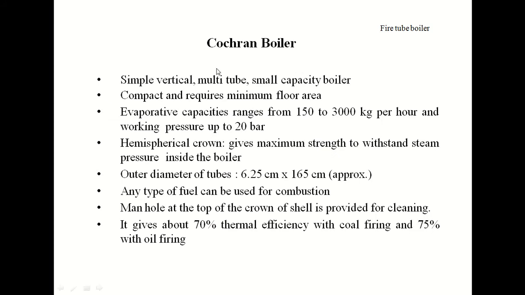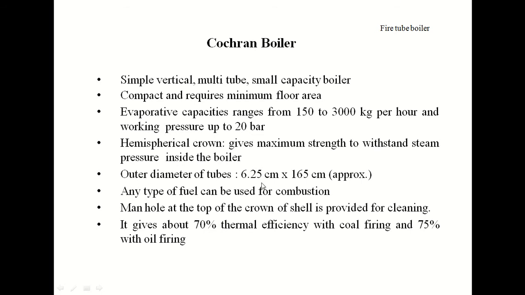So here are some points of the Cochrane boiler. This is a very simple vertical multi-tube small capacity boiler, compact and requiring minimum floor area. Evaporative capacity ranges from 150 to 3000 kg per hour, and working pressure is up to 20 bar. So this is a low pressure boiler. The hemispherical crown gives maximum strength to withstand the steam pressure inside the boiler.